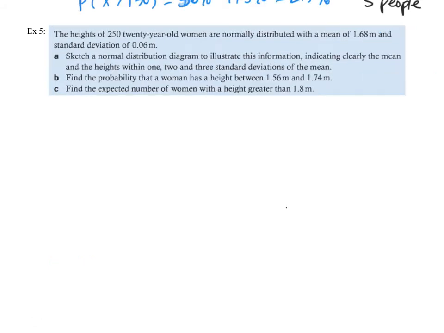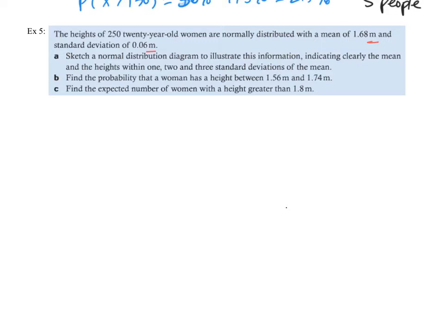Example 5 says, the heights of 250 20-year-old women are normally distributed with a mean of 1.6 meters and a standard deviation of 0.06 meters. The first thing I notice on this one is that our mean and standard deviation have the same units this time, so we're not going to have to do any conversions. Letter A says, sketch a normal distribution diagram to illustrate this information, indicating clearly the mean and the heights within 1, 2, and 3 standard deviations of the mean.